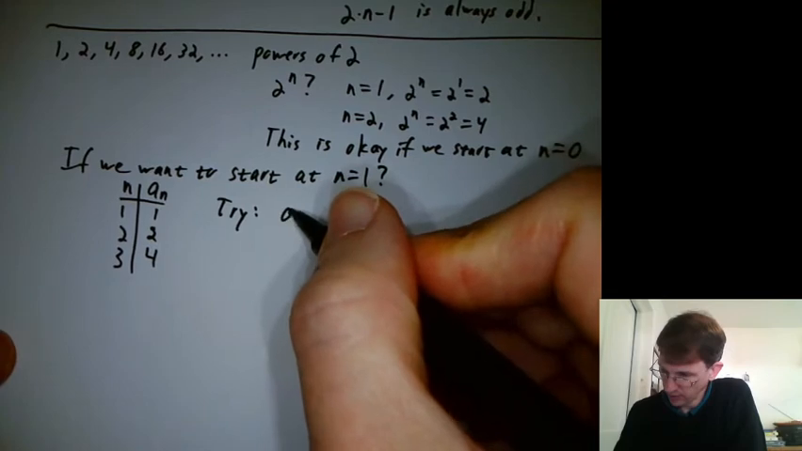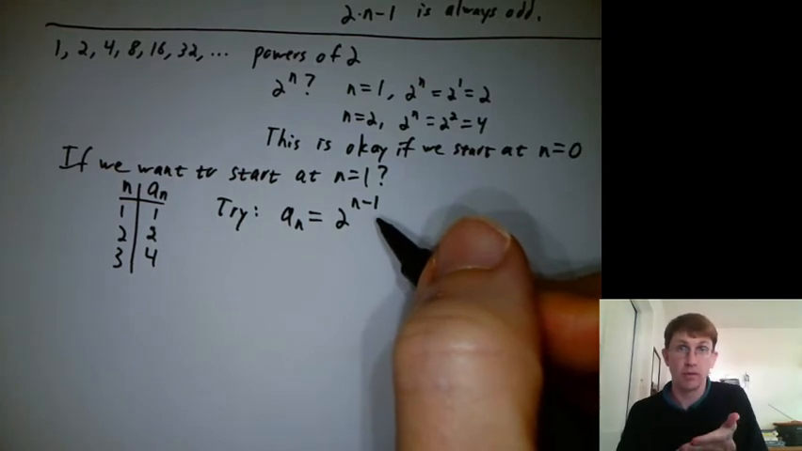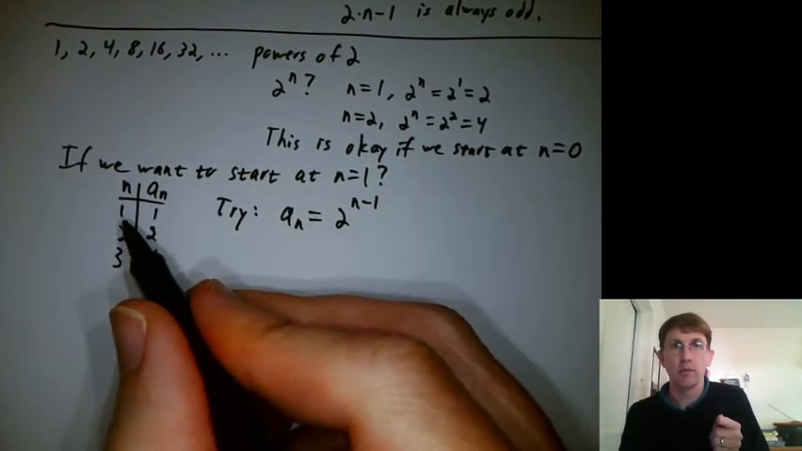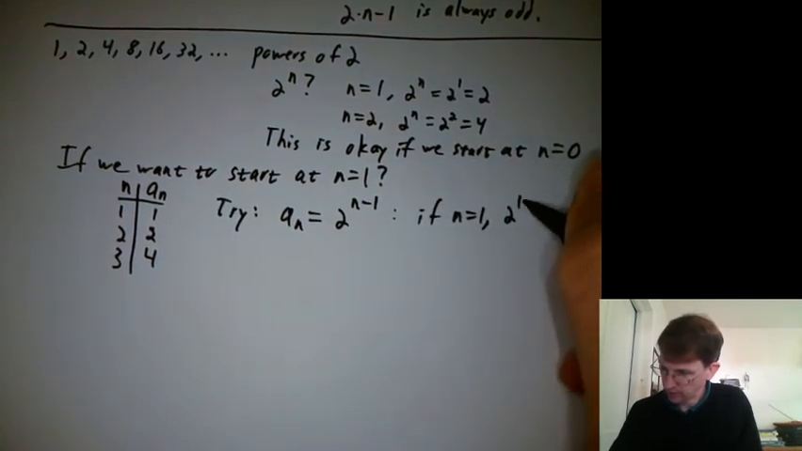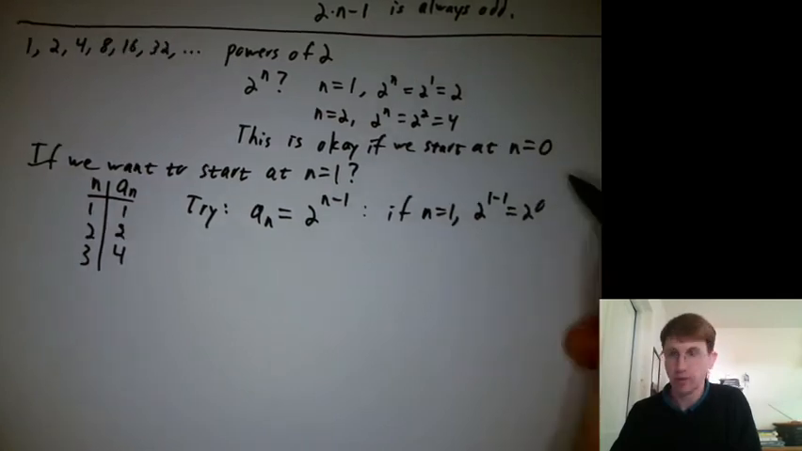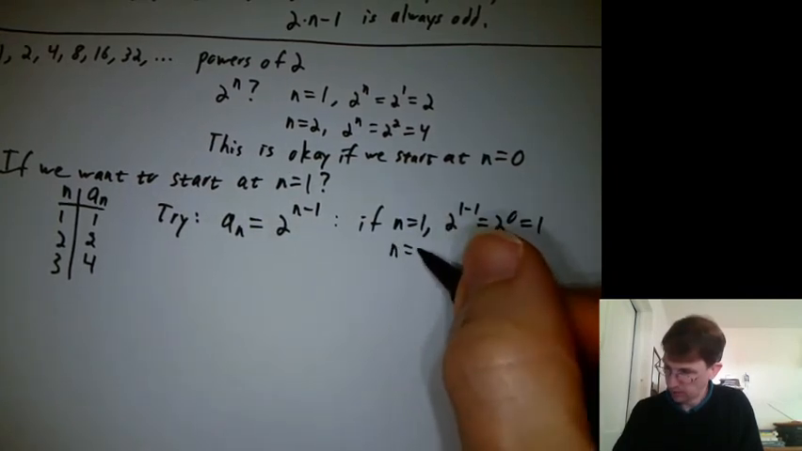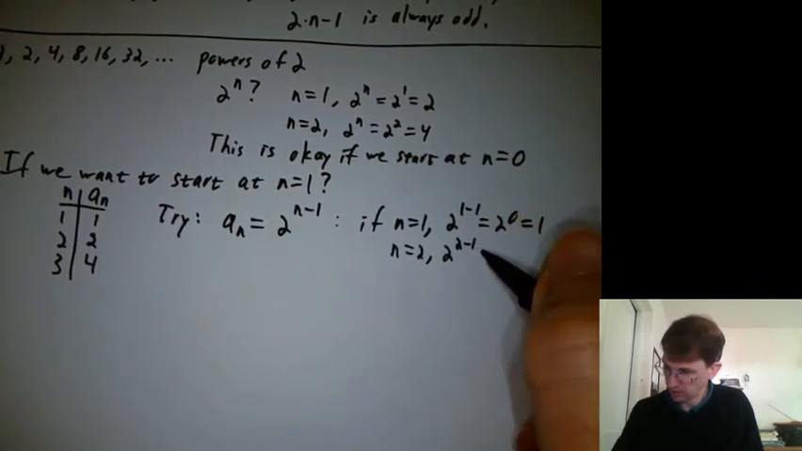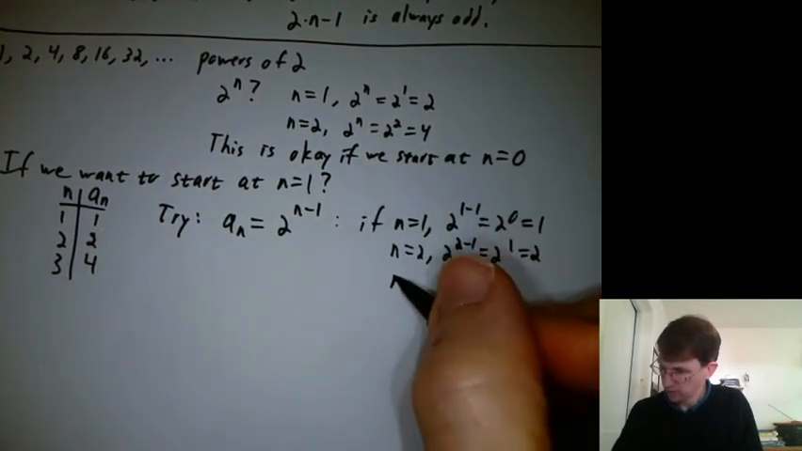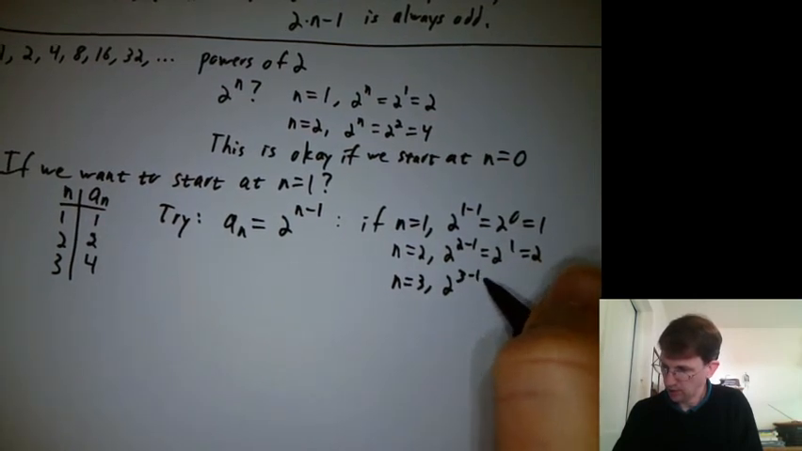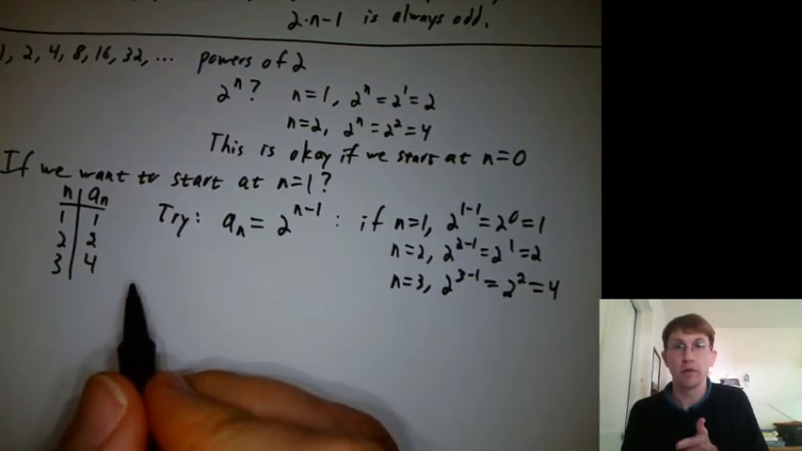We could try a sub n equals 2 to the n minus 1. Say just take the previous power of 2. Does that work when n equals 1? So if n equals 1, we get 2 to the 1 minus 1, which is 2 to the 0, which is 1, which is what we want. If n equals 2, we get 2 to the 2 minus 1, which is 2 to the 1, which is 2, which is what we want. If n equals 3, we get 2 to the 3 minus 1, which is 2 squared, which is 4, which is what we want. So we seem to be on the right path.